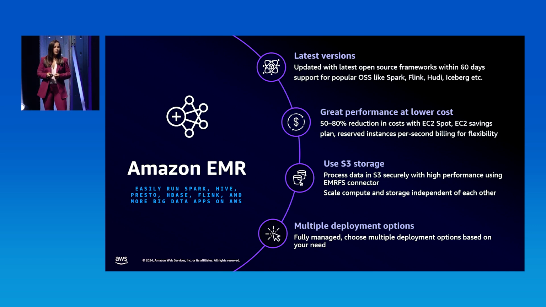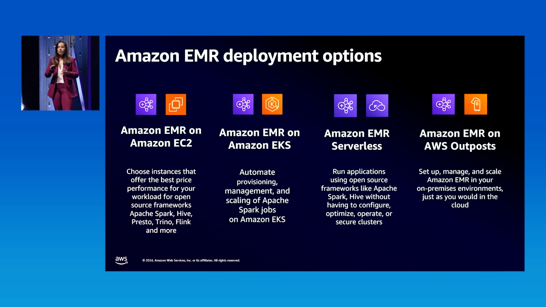And there are multiple ways how you can set up Amazon EMR on AWS. So the first deployment option is to use Amazon EMR on EC2, which allows you to choose the instance type and choose the amount of instances that will be running in this workload. It also supports a wide variety of the open source frameworks.